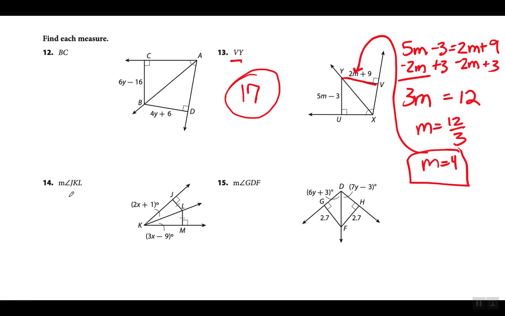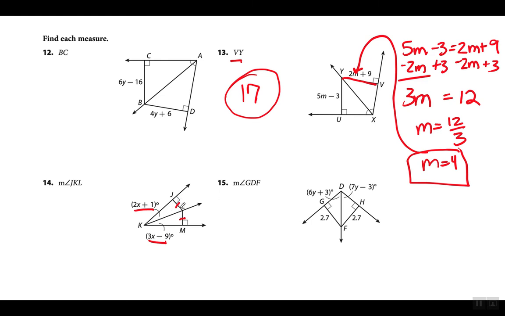All right, let's look at number 14, the measure of angle JKL. Again, if you look here at this picture, this line and this line means that these two segments are equal. Therefore, KL is the angle bisector, which means that this angle has to equal this angle.